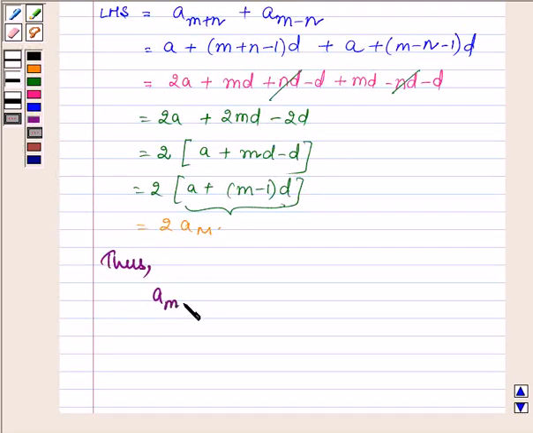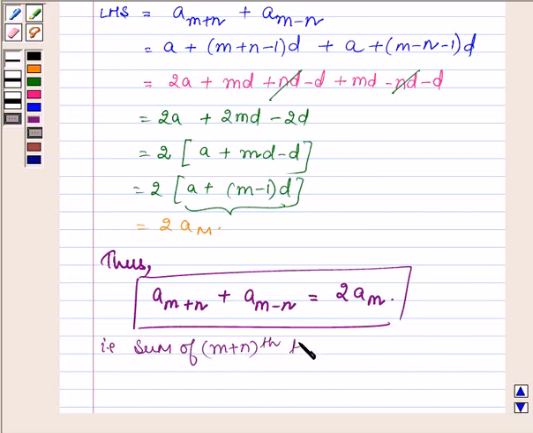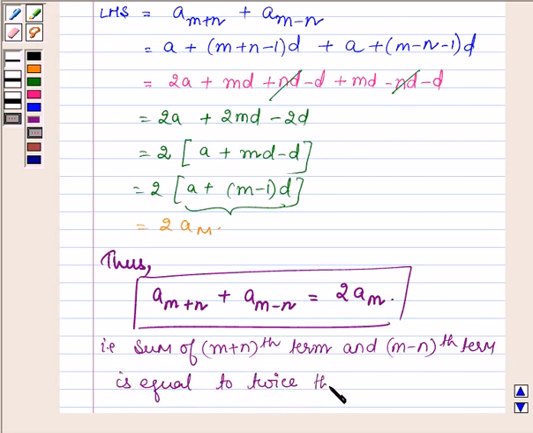And thus we have a(m+n) plus a(m-n), that is the sum of the m plus nth term and m minus nth term, is equal to twice the mth term. That is, the sum of the m plus nth term and m minus nth term is equal to twice the mth term.